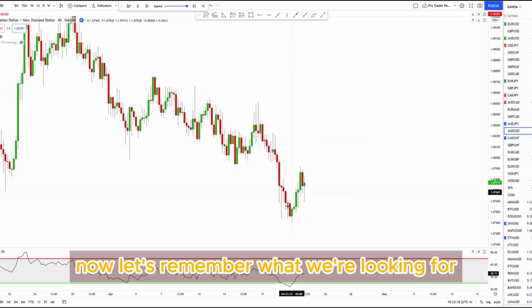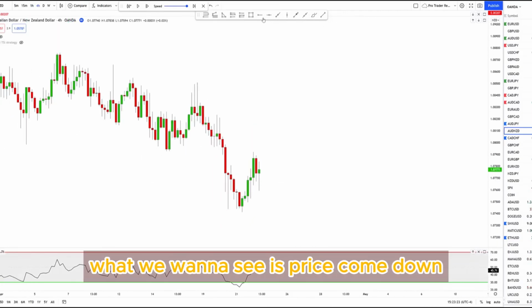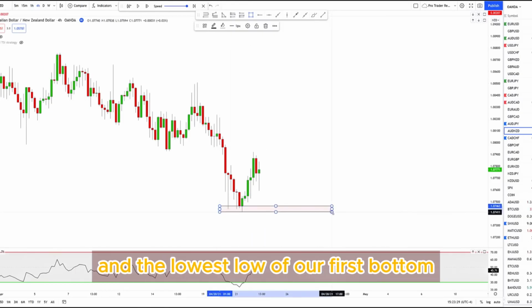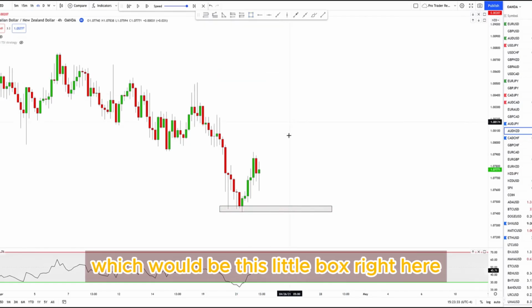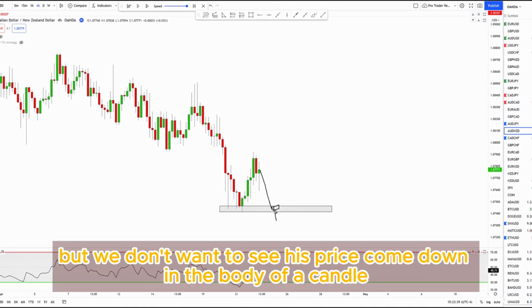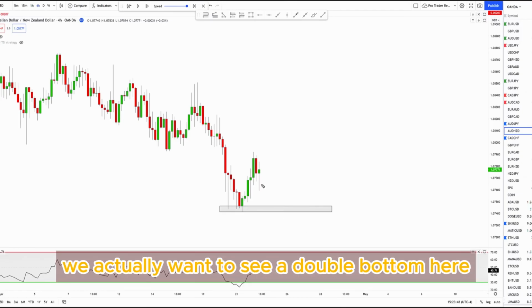Now, let's remember what we're looking for in terms of a valid double bottom. What we want to see is price come down and terminate between the lowest bodies and the lowest low of our first bottom, which would be this little box right here. So what we want to see is price come down, at least test this box. We can have a wick go below it. We can have a body close in it. What we don't want to see is price come down and the body of a candle close below it, because that's telling us trend continuation to the downside. We actually want to see a double bottom here.